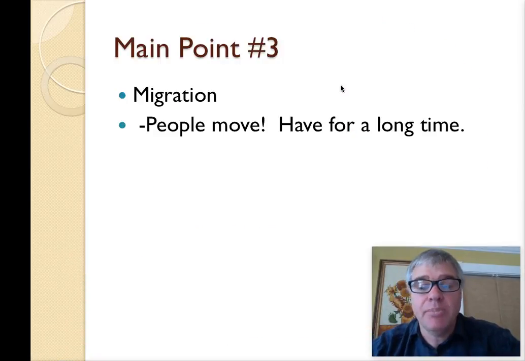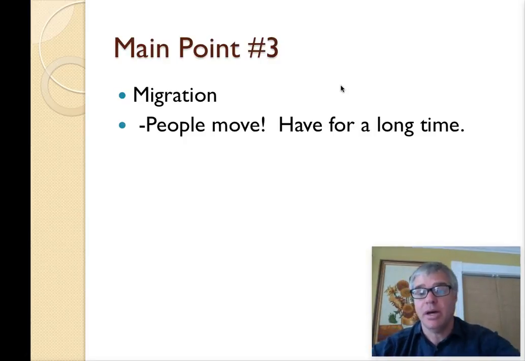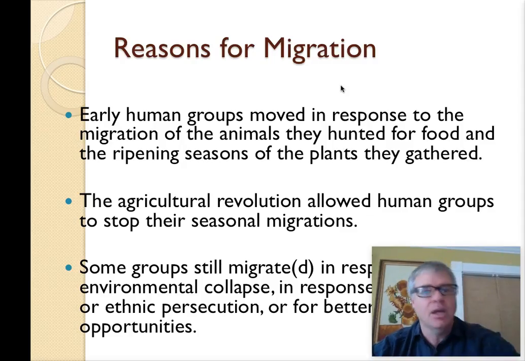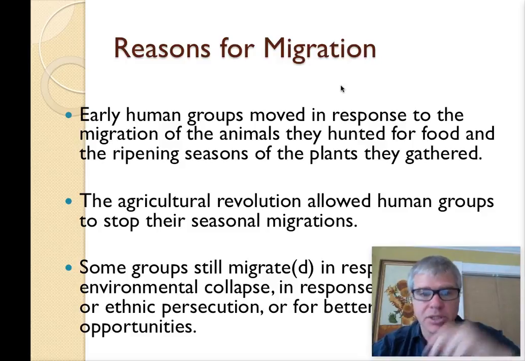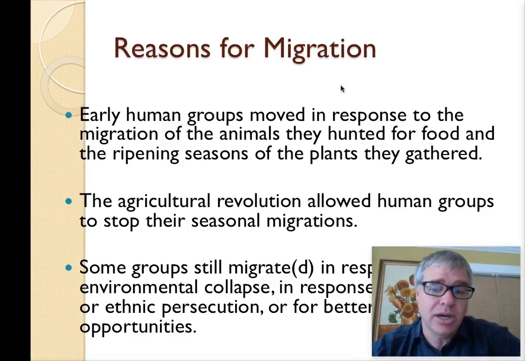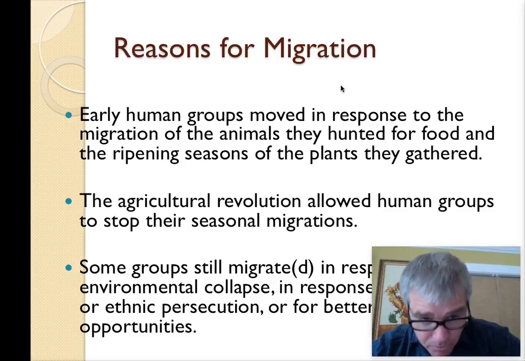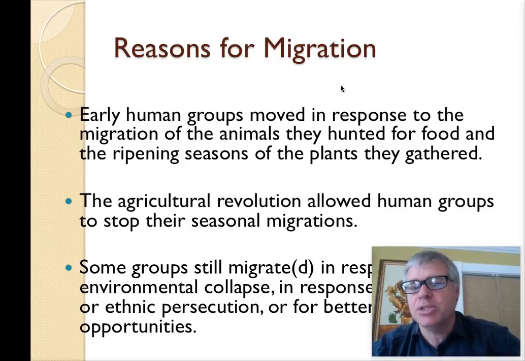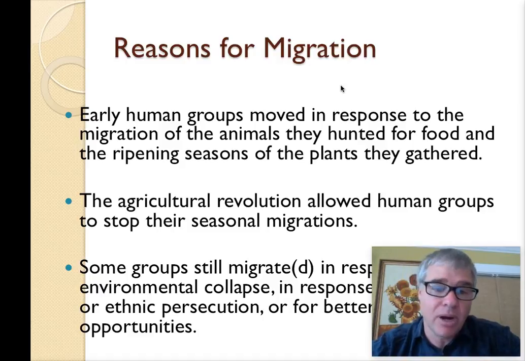Okay, so main point number 3, people move. Migration is another big thing when we're talking about population. It's not just who's born and who dies, it's how people move in and out of that population. So early human groups moved in response to the migration of animals. They were hunters and gatherers, and they would move to where the food was. The agricultural revolution, which we'll talk about more in depth in following modules, allowed human groups to stop their seasonal migrations. Some groups still migrated in response to environmental collapse, in response to religious or ethnic persecution, or for better opportunities.